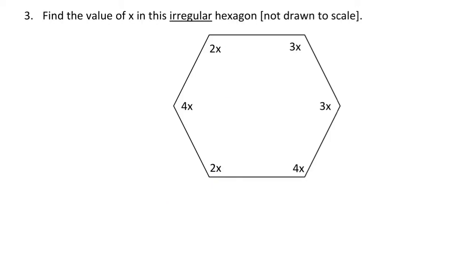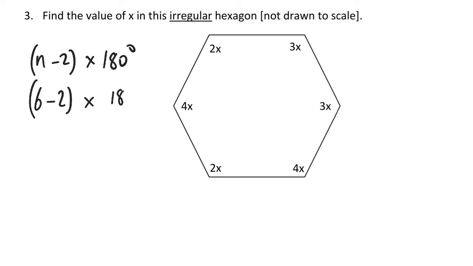Our last example, find the value of x in this irregular hexagon. Well, what we need to do is work out the interior sum. To do that, we use the formula n minus 2 multiplied by 180, where n is the number of sides. This is a hexagon, so it's got 6 sides, so it's 6 minus 2 times 180, which is 4 times 180 degrees, which is 720 degrees.